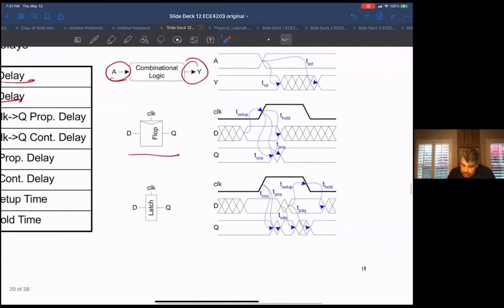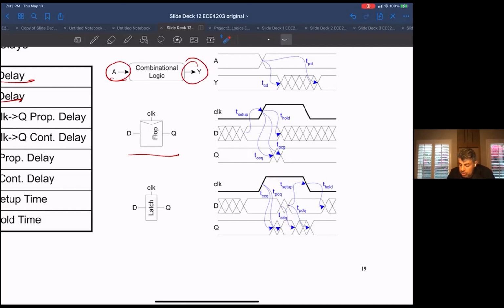But latches are a little bit different. For latches, the data could be changing while the clock is high, meaning that not only could you have the clock to Q prop delay and contamination delay like you do in a flip-flop, but you could also have the data to Q prop delay and contamination delay, because the data can transition while the clock's high, and there is a certain delay between the data transitioning and the output changing. And there's a max and a min.